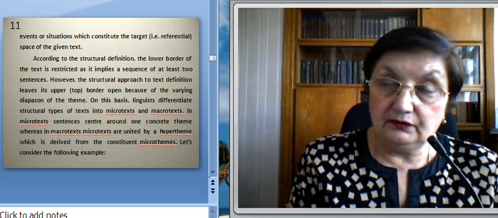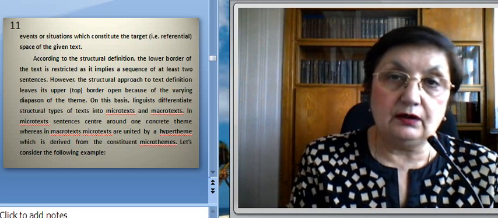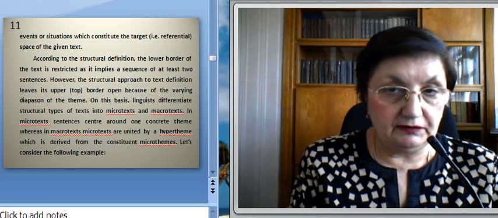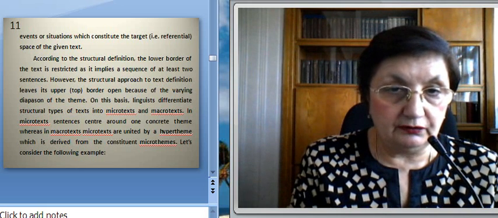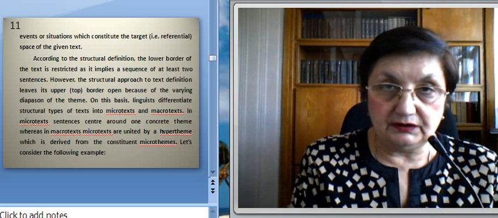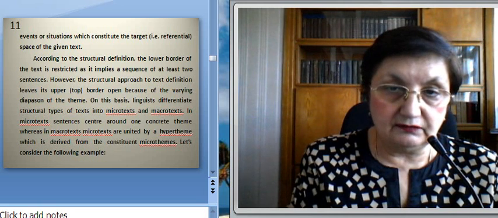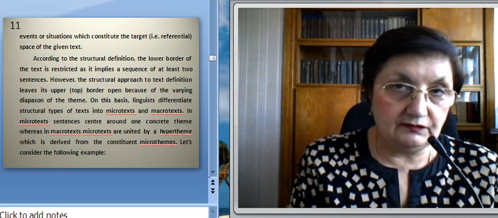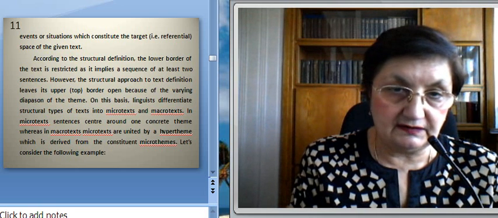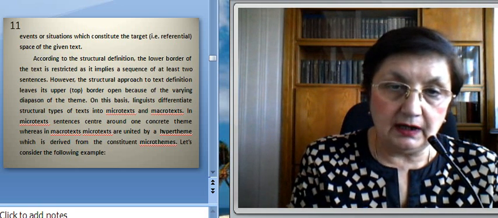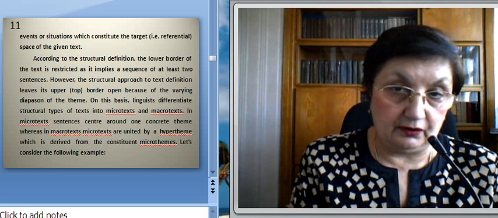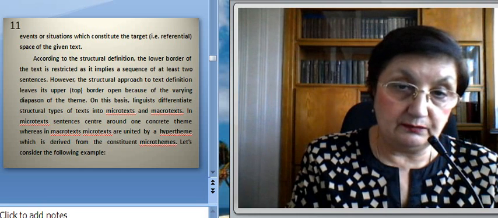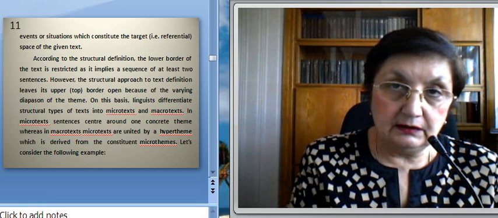According to the structural definition, the lower border of the text is restricted, as it implies a sequence of at least two sentences. However, the structural approach to text definition leaves its upper border open because of the varying diapason of its theme. On this basis, linguists differentiate structural types of text into microtext and macrotext.